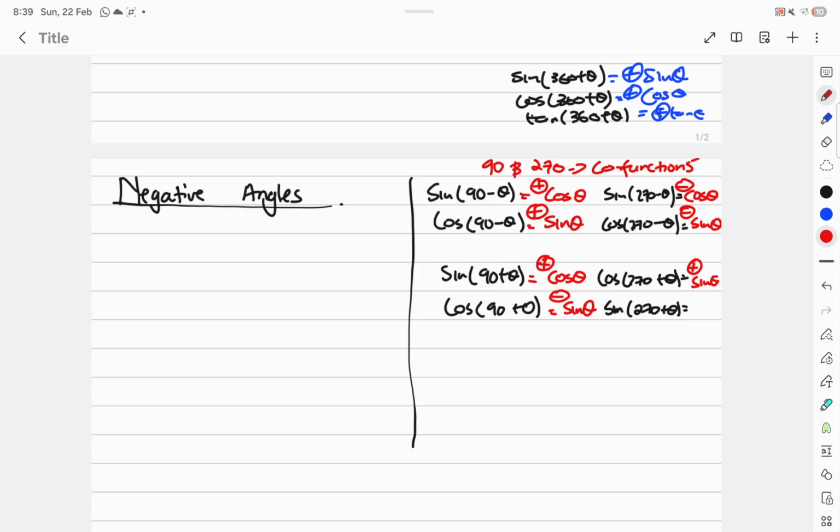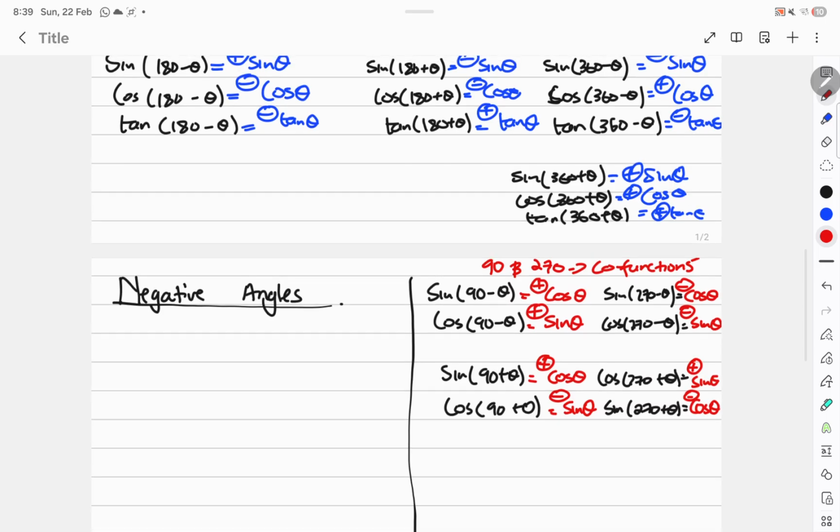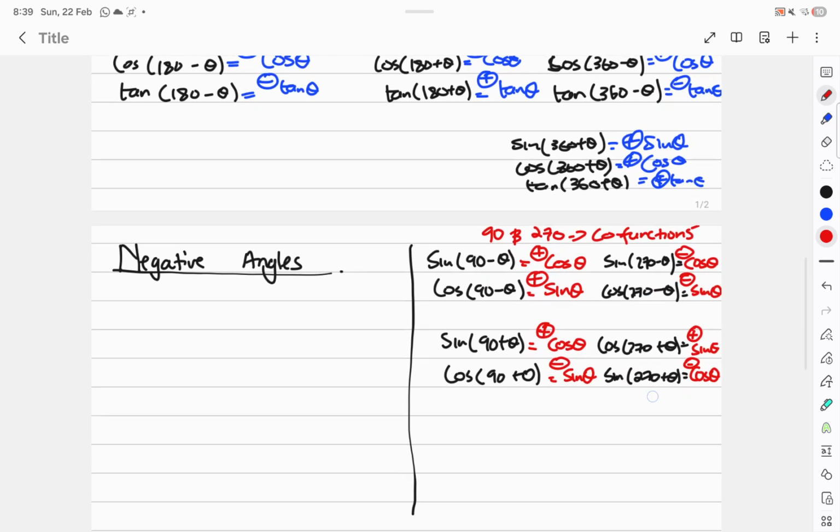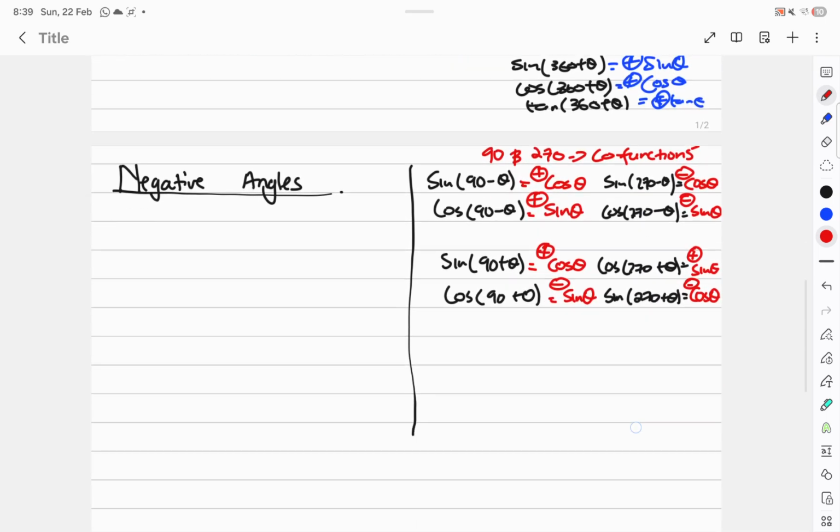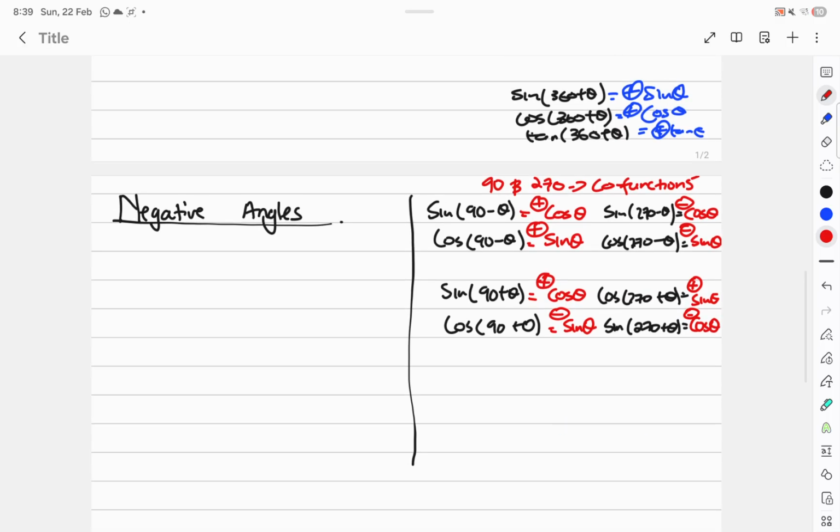So you look at 270 plus and the question, the fourth quadrant question is cos, so it's positive, but it will change to sine. The sine of 270 plus, this is the fourth quadrant, but this will change to cos. All right. Now that's your cofunctions, guys. You see what I told you guys about? Yes, correct. Now we go to our negative angles.